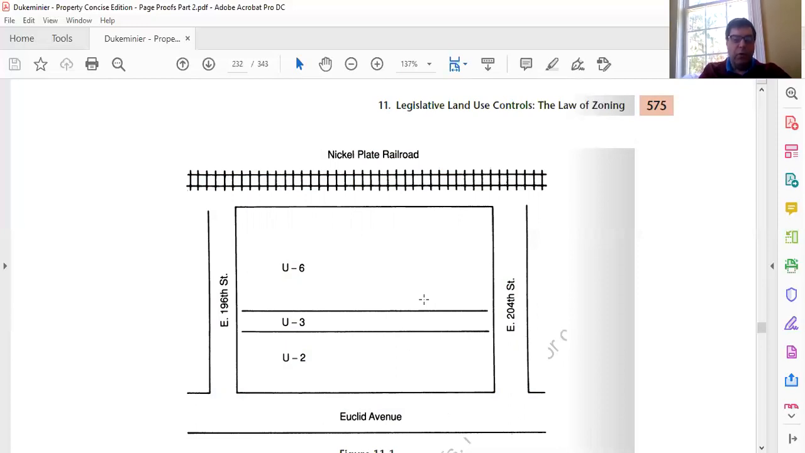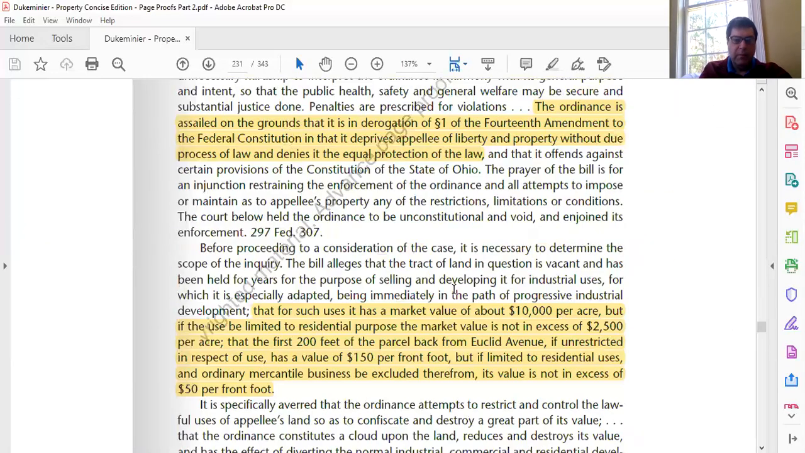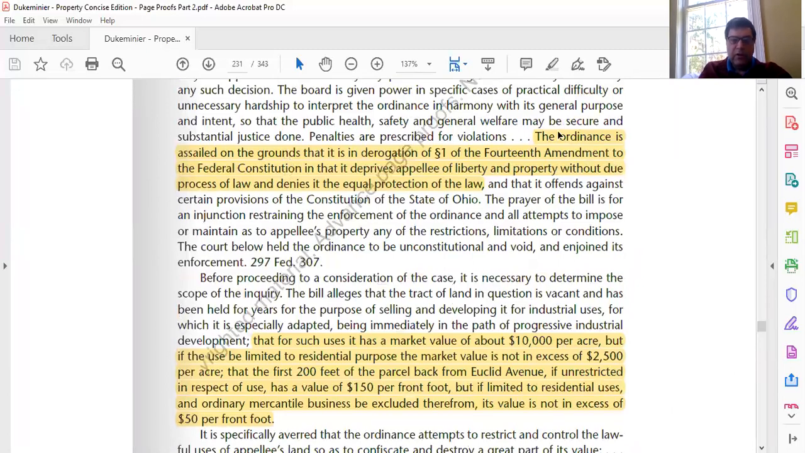So the part of the Constitution that the plaintiff claims is violated is the 14th Amendment. So up here, the ordinance is assailed on the ground that it is in derogation of Section 1 of the 14th Amendment to the Federal Constitution, in that it deprives appellee of liberty and property without due process of law and denies it the equal protection of the law.